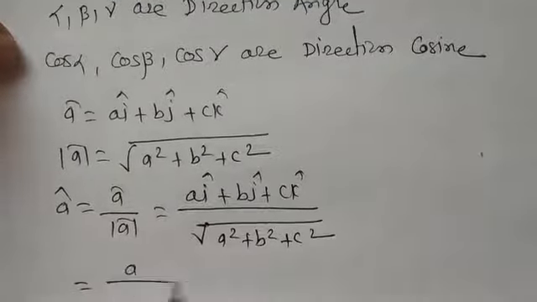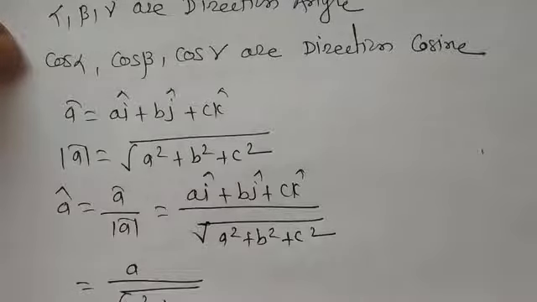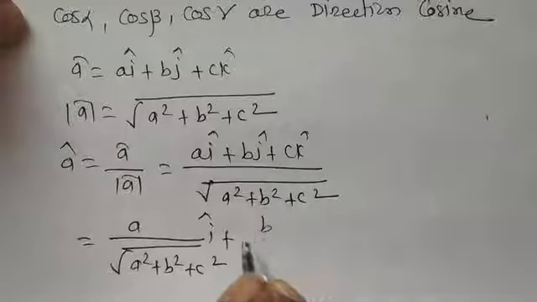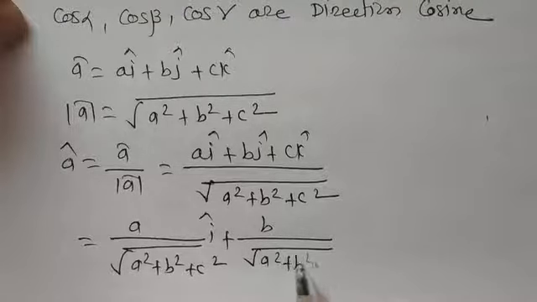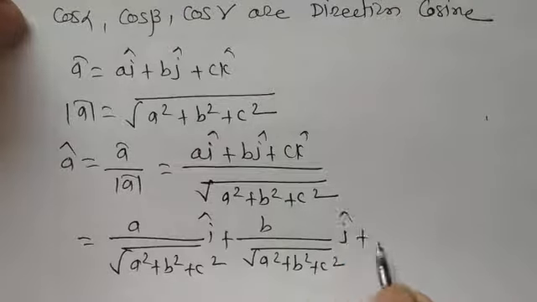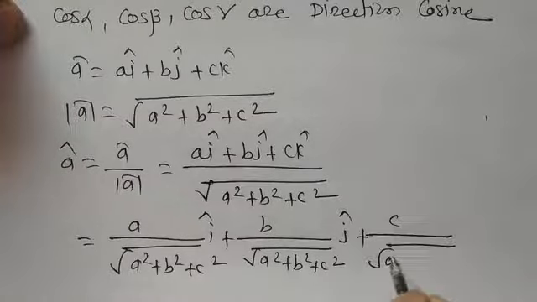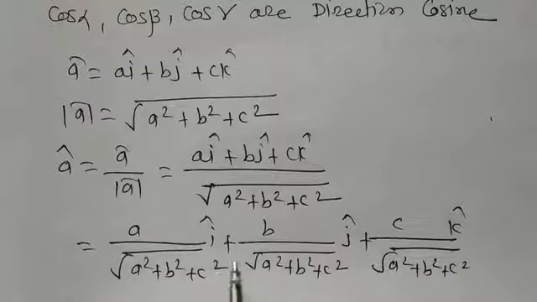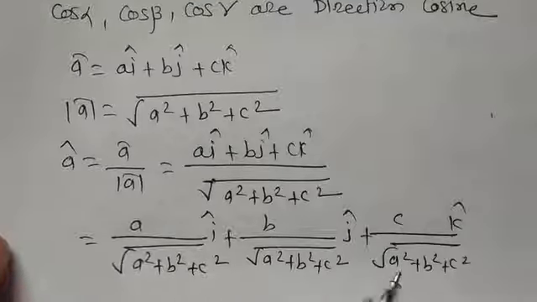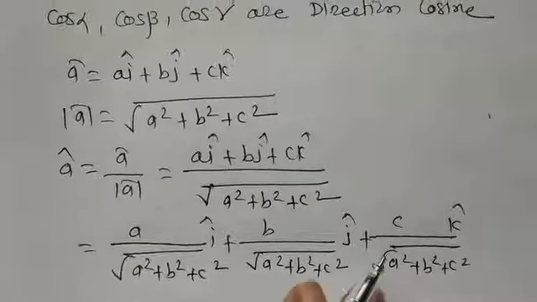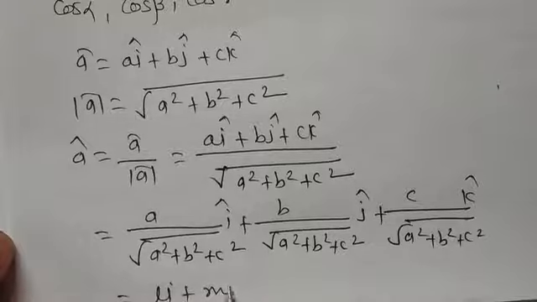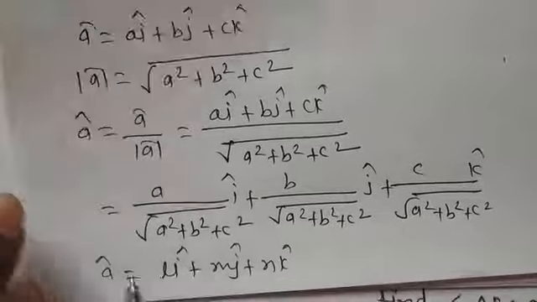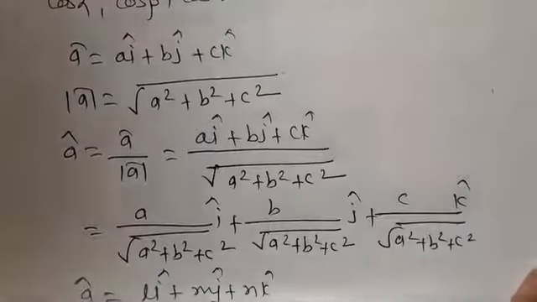Then you can write here a upon under root of a square plus b square plus c square of i, b upon under root of a square plus b square plus c square of j, plus c upon under root of a square plus b square plus c square of k. Then this a upon under root of a square plus b square plus c square you can write as L, Li plus Mj plus Nk. Any unit vector you can write in the form of Li plus Mj plus Nk.